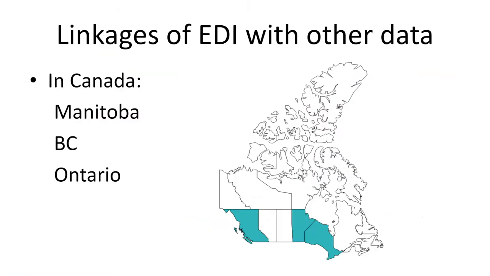Next, please. The majority, as you will see in a second, of the information and interesting results that we're getting from using EDI data comes from linkages with other data. In Canada, the 3 provinces that have these very well set up linkages are Manitoba especially, British Columbia, and Ontario, and other provinces are kind of catching up.